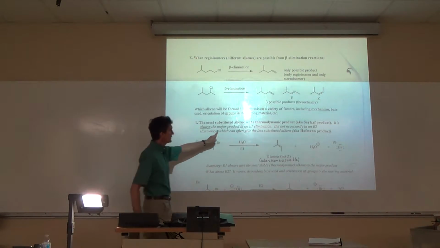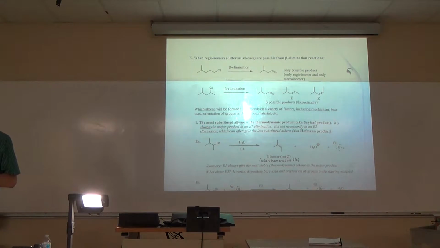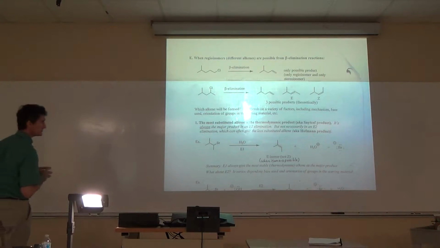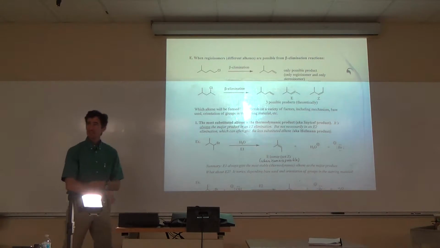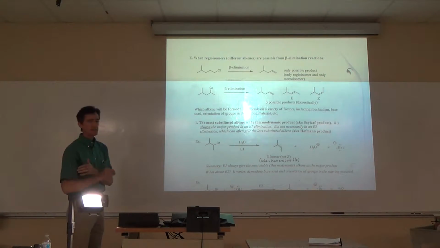The most substituted alkene is the thermodynamic product because it's the most stable. In elimination reactions, that product is called the Zaitsev product. Thermodynamic, the most stable, the most substituted alkene is the Zaitsev product, sometimes spelled with a Z. It's always the major product in an E1 elimination. Did I underline always? Yes. But not necessarily in an E2, which can sometimes give the less substituted alkene, which is called the Hofmann product.